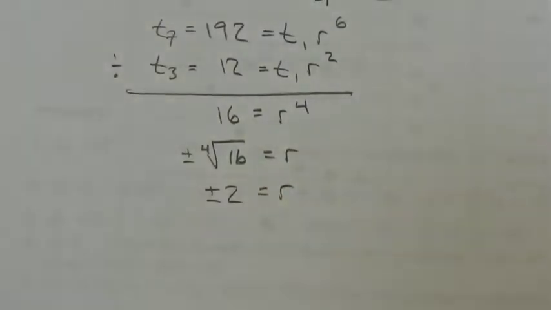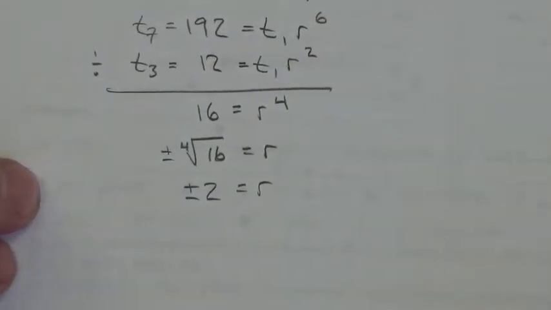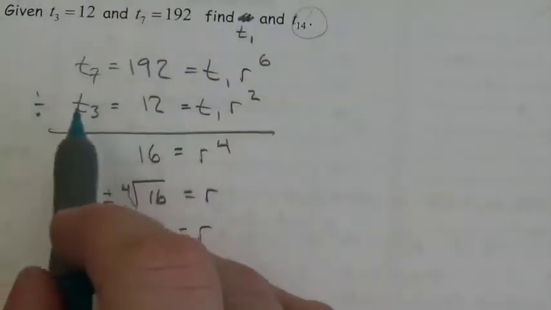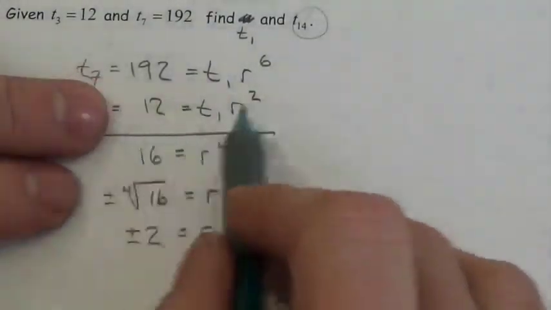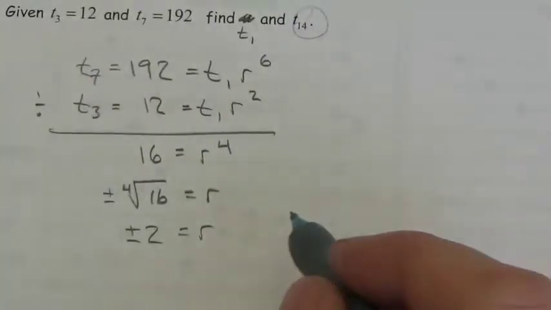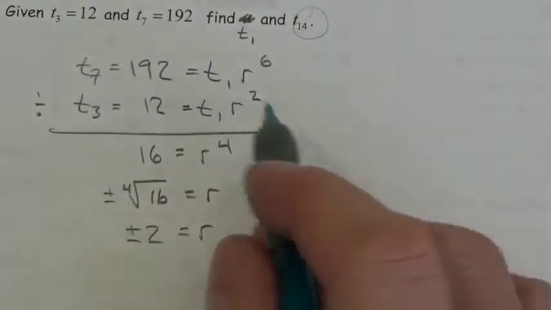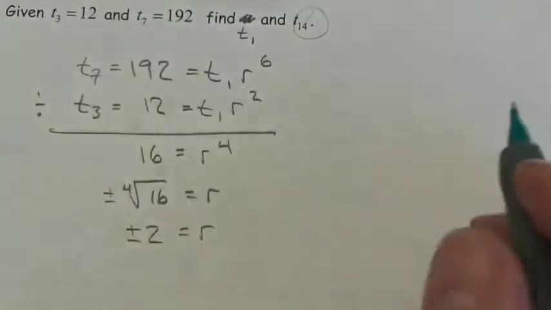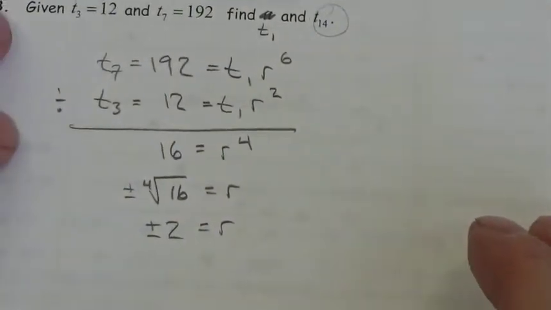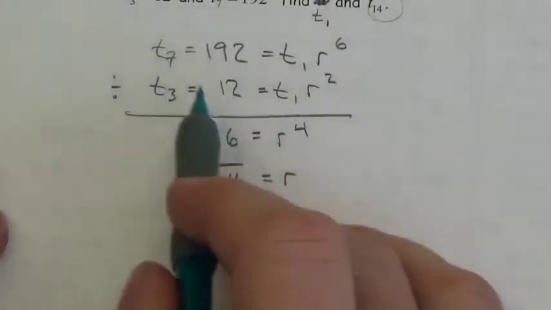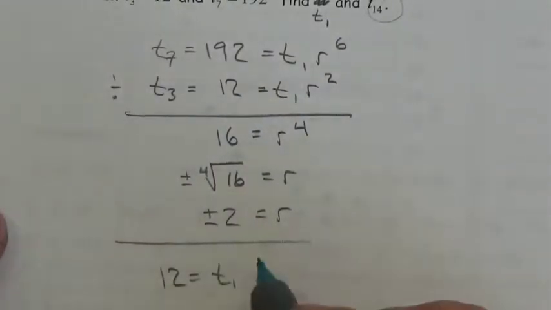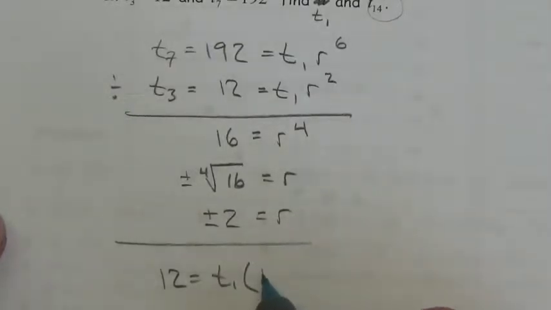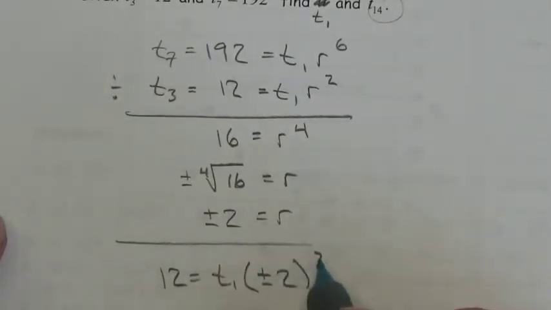Now, let's see if we can use that information to figure out what the first term is, because we're still not quite there yet. Let's take a look at the first one that was given to us here, the T3. Let's look at this little equation. Because remember how it works. When you solve a system of equations, once you get one variable, you just go back up to one of your two equations and use that to solve for the thing that you don't know. So let's go back to this one right here. Let's say that 12 is equal to T1, and we're going to take positive or negative 2 and square it.